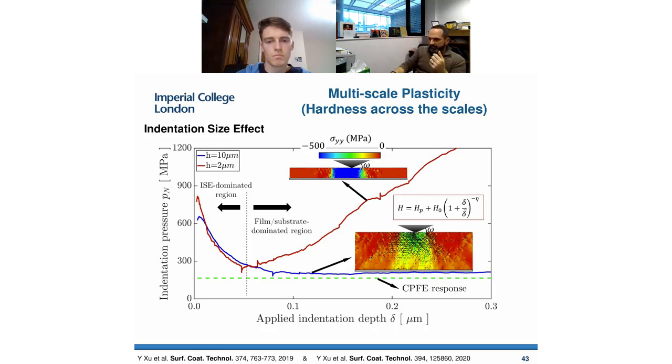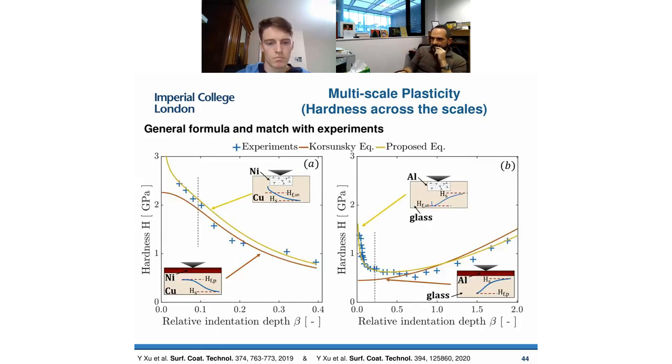And then by doing all this simulation, one of the things that we managed to achieve, which is, I think, very remarkable, is that it allows us to propose a formula to study how the hardness varies across a number of length scales, both for systems that are, for example, hard on soft. So that's a nickel coating on the left-hand side over a copper substrate, which allows you to capture the behavior of these systems across the scale.